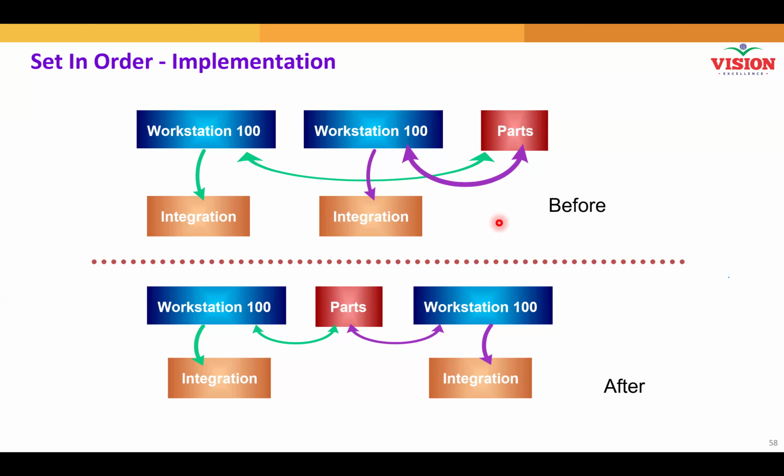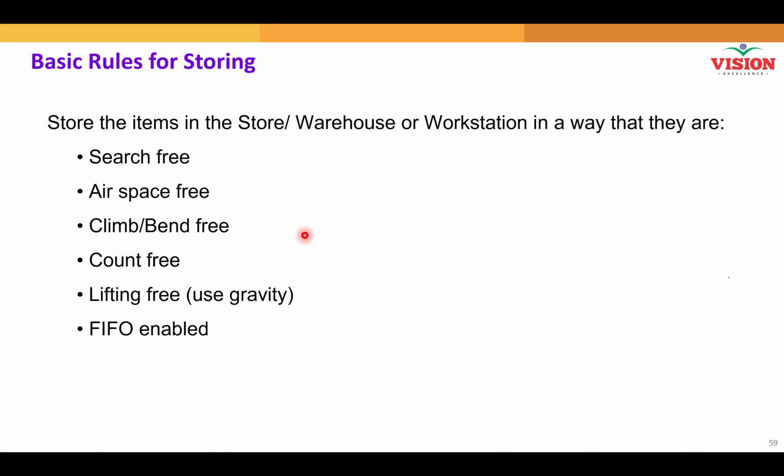Just by changing this layout, there is motion waste eliminated completely. There are 7 wastes in lean, we call them, right? Transportation, inventory, motion, waiting, overproduction, overprocessing, and finally defects. If any of these wastes exist, by reorganizing the workplace we should be able to eliminate that.